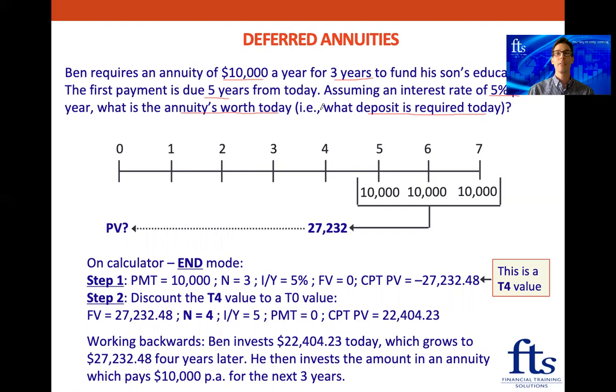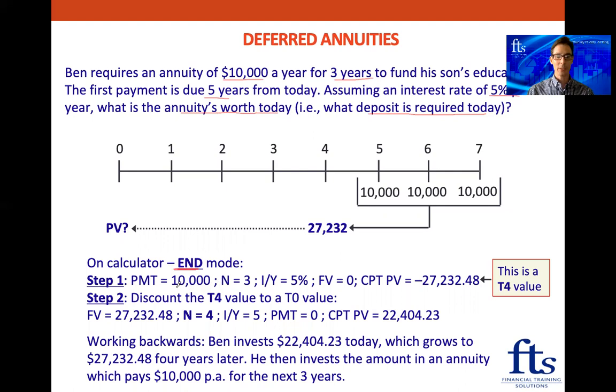So he needs $10,000 a year for 3 years, 5 years from today. So that's 5 years from today, the end of year 5. So what we're going to do now is we're going to do this in end mode, and then on the next slide we're going to use begin mode so that we can compare.